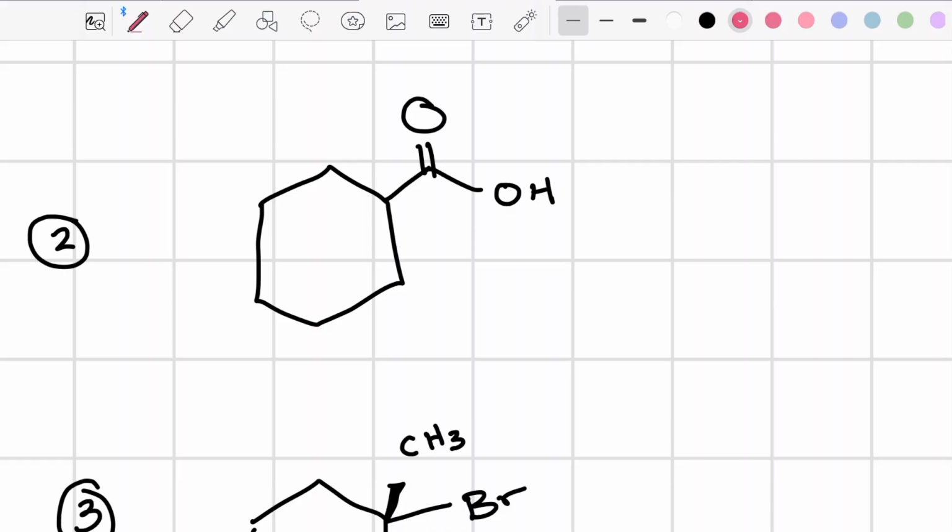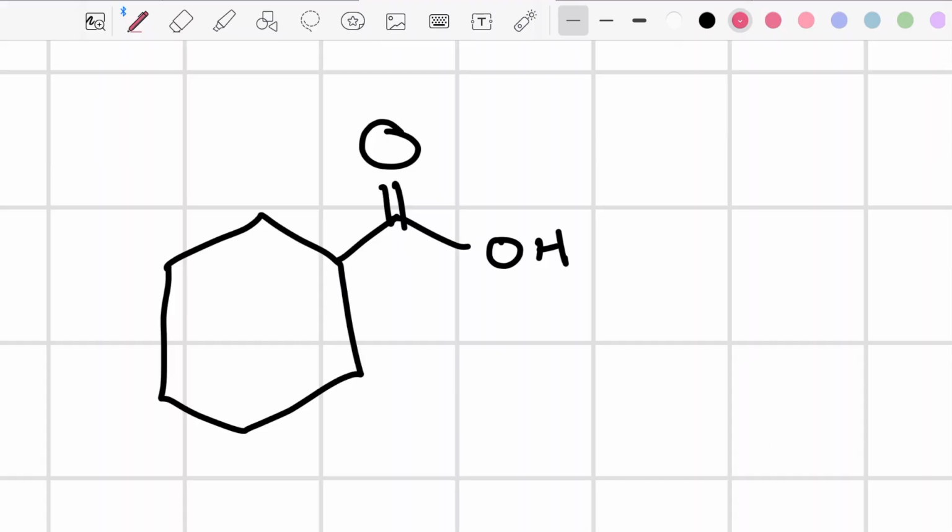Okay, next example. We have a carboxylic acid attached to a cyclohexane, so a 6-membered carbon ring, to try to identify if this is chiral or not.